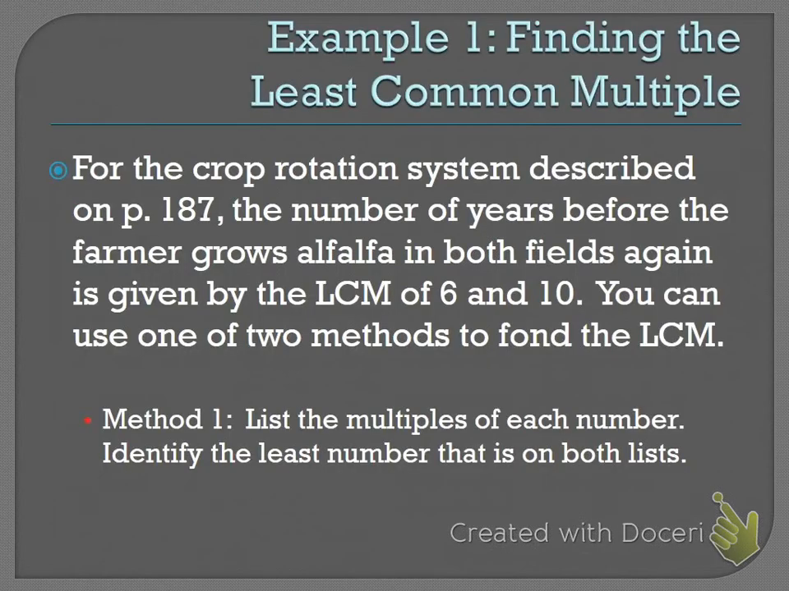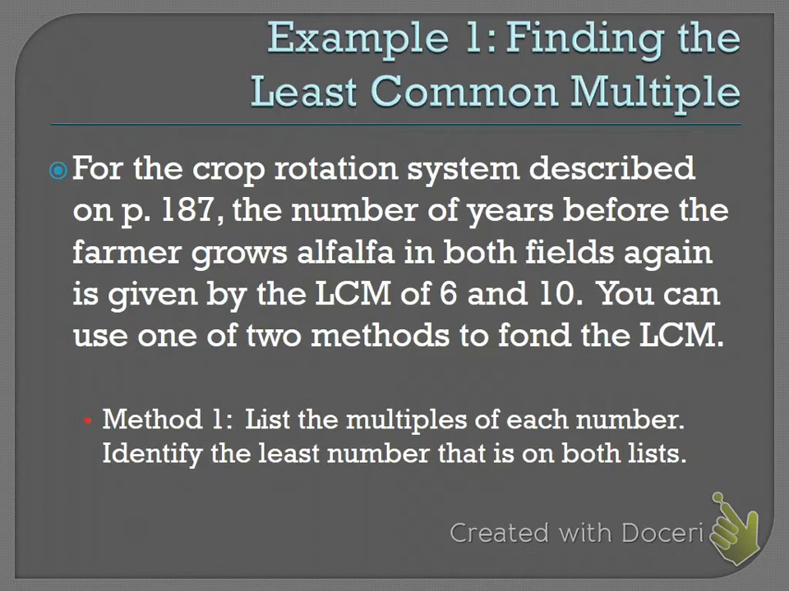The example, in example 1, says that there's a crop rotation system that a farmer uses. I'm going to use the plant tomato. Your book uses a different plant. I like tomato plants, so that's the one we're going to choose. So the farmer plants tomatoes in one field every 6 years and in another field every 10 years, and he continues on this rotation. Here's what it wants to know. When is the next time that he will plant in both fields on the same year?